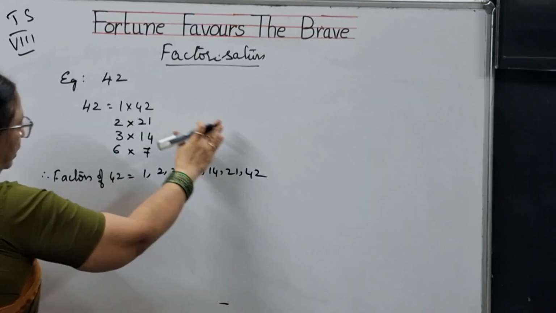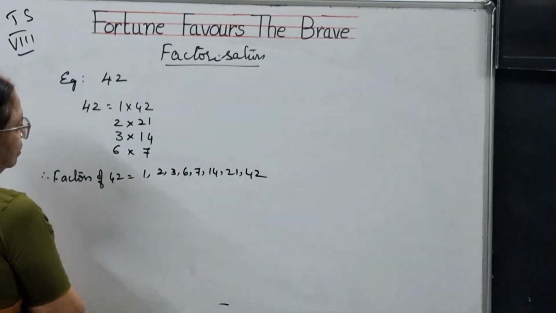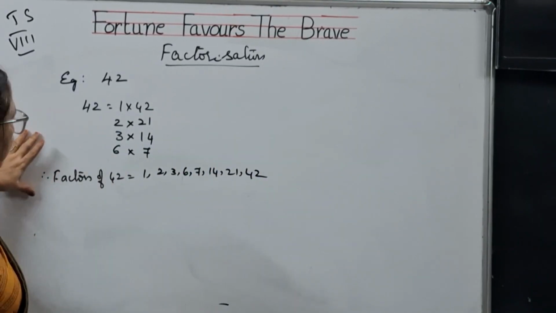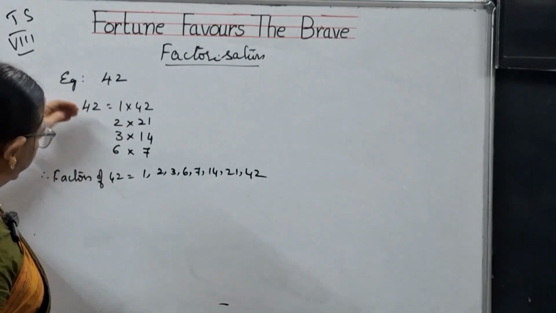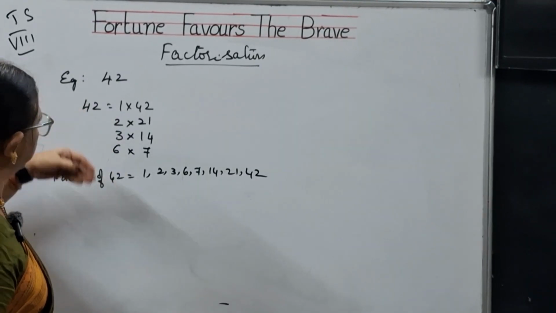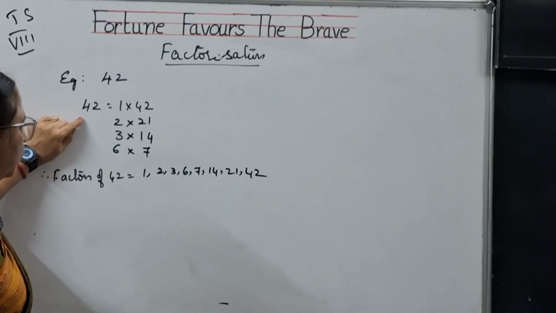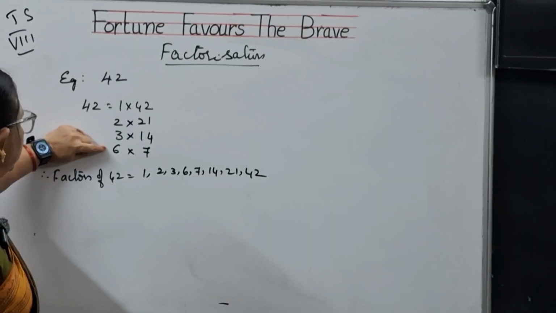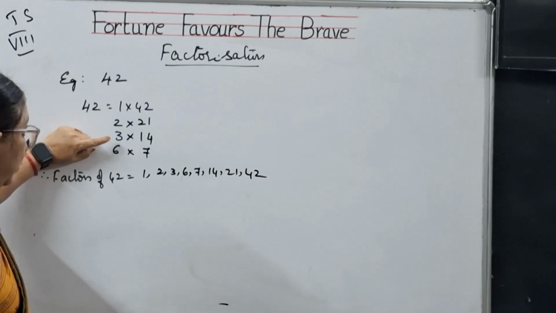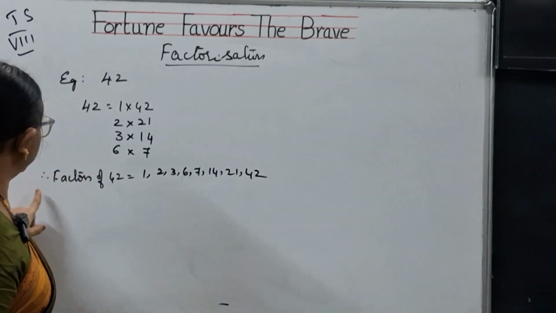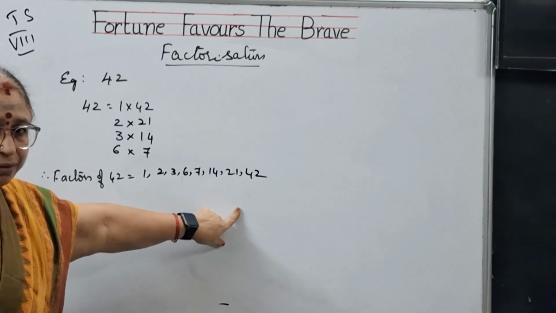So this is a normal factorization. You can find out factors starting with the table of 1, 2, 3, whichever table the given number goes in, that table we need to think about and find out. So in this way, you can find out the factors of the given number.